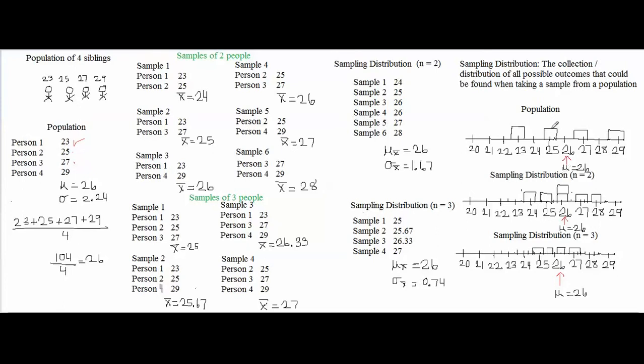So right here, the standard deviation is 2.24. Here it's 1.67, and here it's 0.74. So as we get less and less spread, we get lower and lower standard deviations. And there's actually a special name for the standard deviation of a sampling distribution. It's called a standard error.